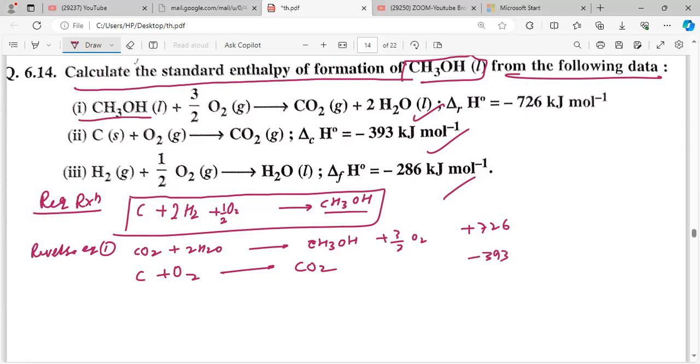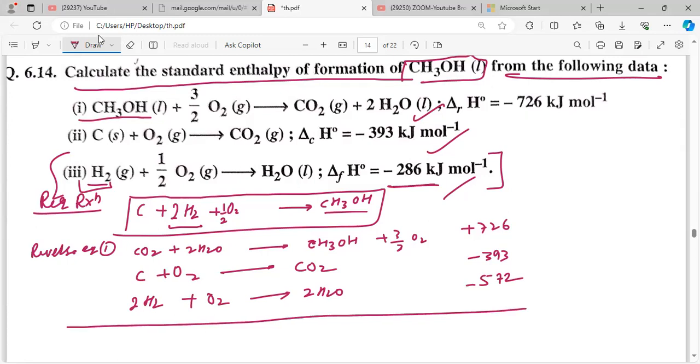Second one, H2 is required on the reactant side. But in the required reaction, 2 moles of H2 are required. How many given? 1. So we need to multiply by 2. So it will be 2H2 plus O2, it will give 2H2O. This value is also going to be multiplied by 2: 2 sixes are 12, 2 eights are 16, 2 twos are 4, 1 and 1 are 5. This is negative. Now you solve this one.